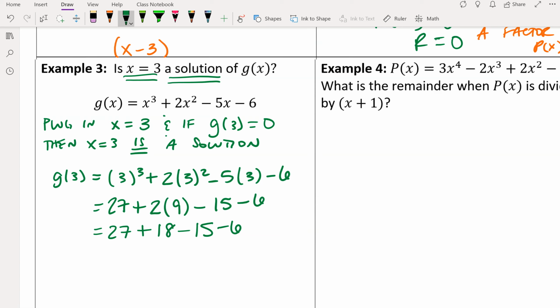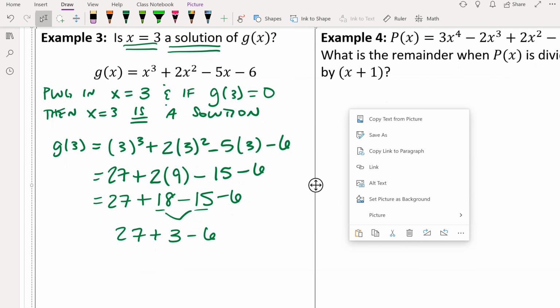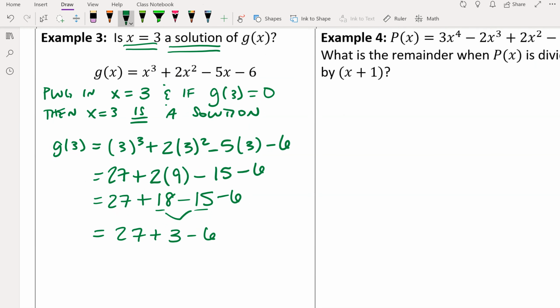And I'll combine things just like how it's easy for me. So 18 minus 15, that would give me 3. So we have 27 plus 3 minus 6 equals 27 plus 3 is 30 minus 6 equals 24. All right, g of 3 equals 24.